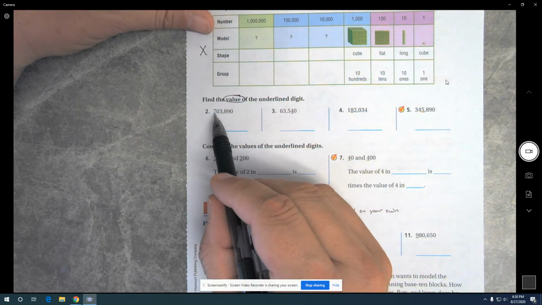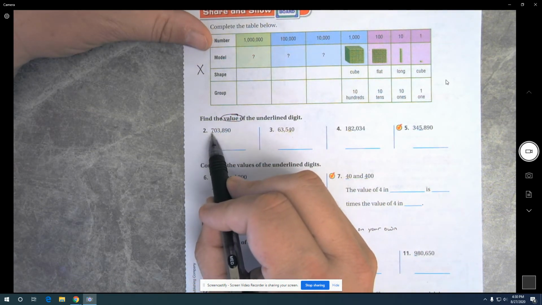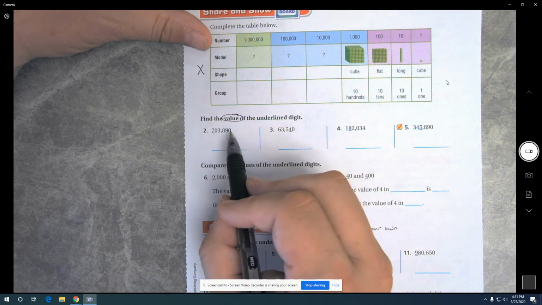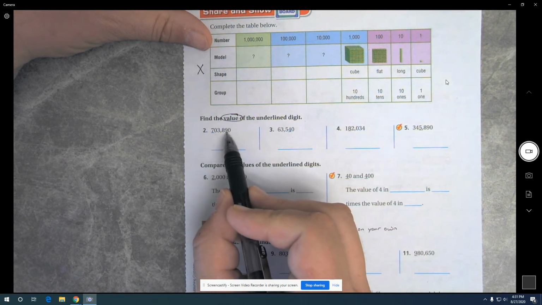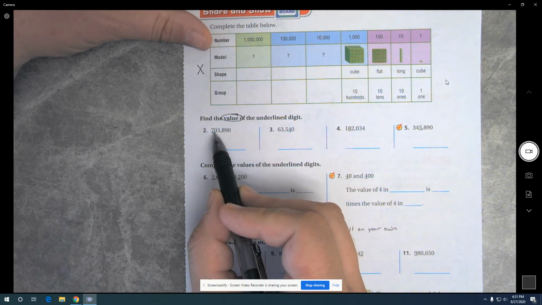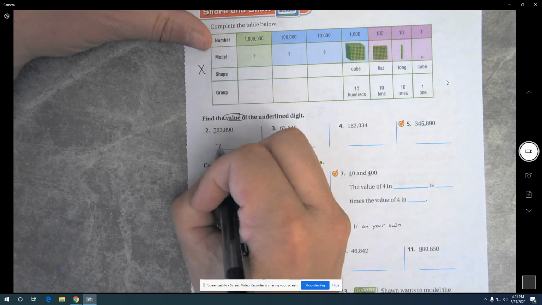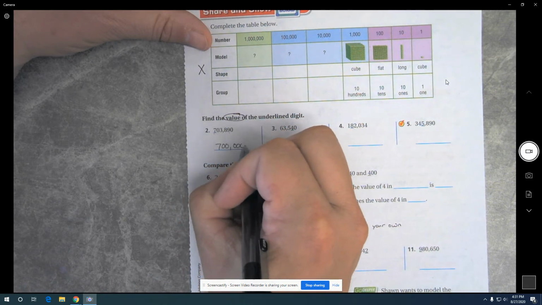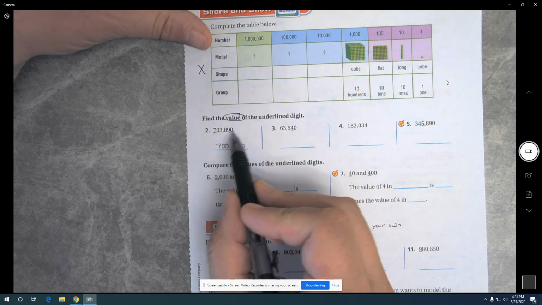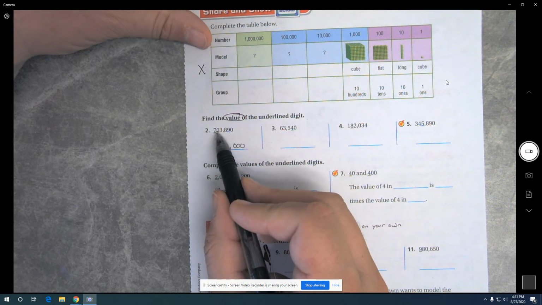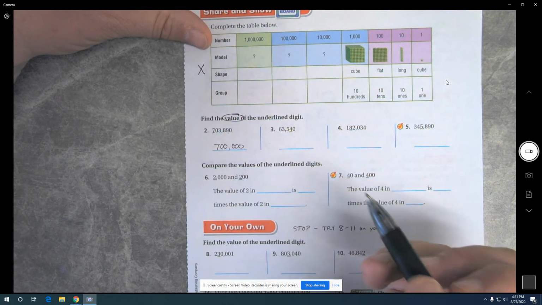So you can use this table to help you, by the way. That is a 7. It's underlined, but it's not worth 7 because it's not in the ones place. It is in the ones, tens, hundreds, thousands, 10,000s, 100,000s. That is 700,000. Now, if I read this number, it's 703,890, but the 7 is in the 100,000 spot, so it's 700,000. That's the value of that 7.